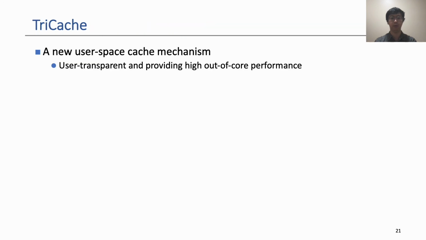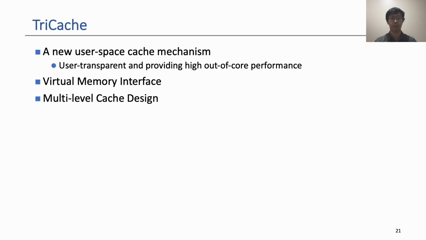To summarize, TriCache is a new user space cache mechanism that is user transparent and provides high out-of-core performance. Virtual memory interface avoids manual code rewriting. Multi-level cache design provides fast address translation, and good scalability enables high out-of-core performance.